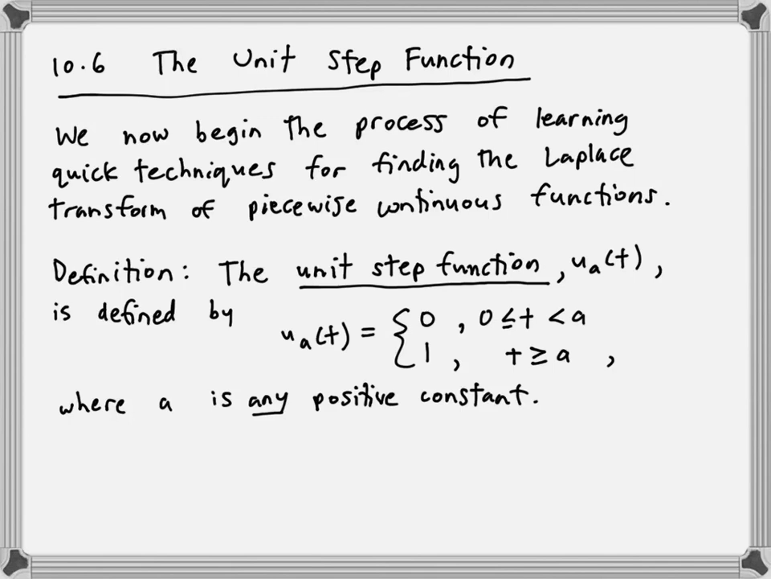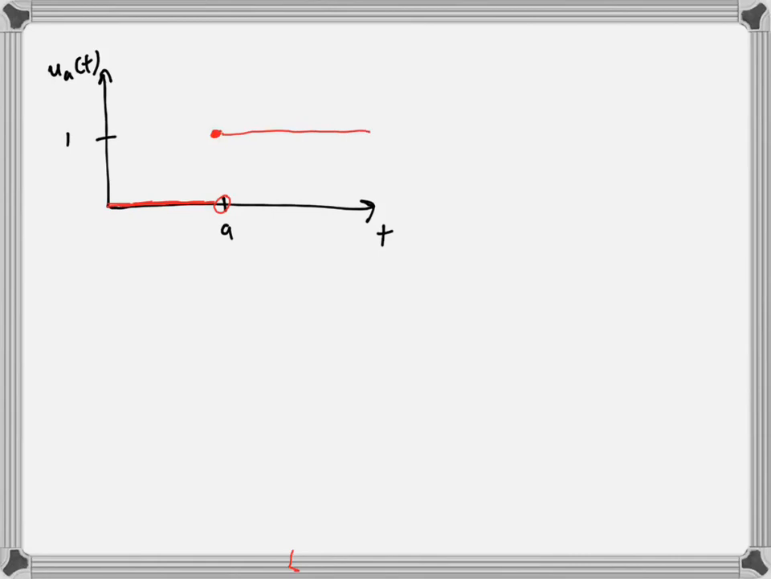So what does this mean? This means that if you were to draw a sketch, well, let me do that here. Let's say that we were going to draw u_a(t). If this is 1 and this is a, what we're saying is that the function is 0 until we reach a, and then at a, the function becomes 1. Right? It's a very simple function.